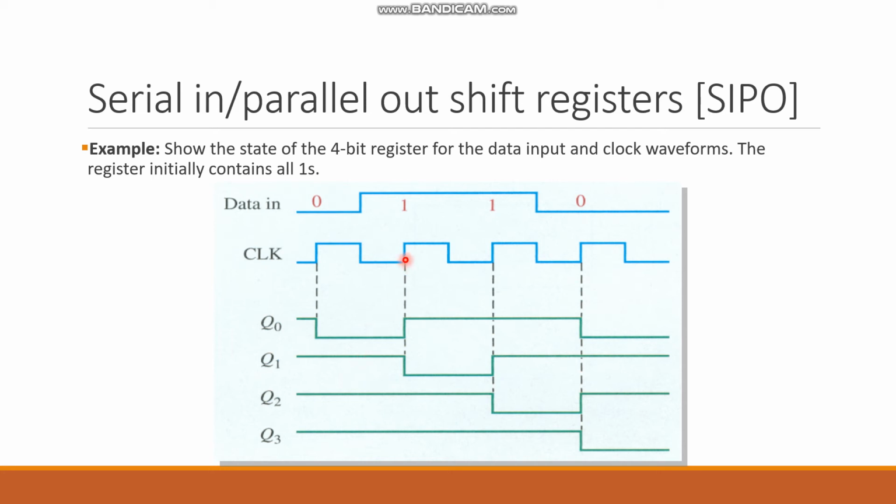So how about the next clock pulse? The data in is 1, so the Q naught is going to be 1. How about the Q1? The output of this flip-flop is going to be the input of this one. So this one was 0, so this one is going to be 0. And this one is going to be 1, and this one is going to be 1 as well. So this is going to be repeated as much as clock pulses and data inputs we have.